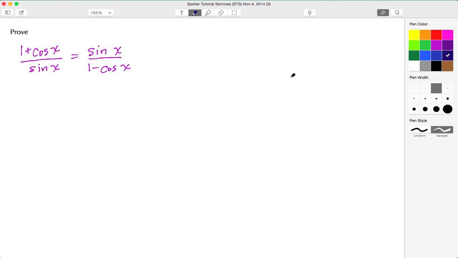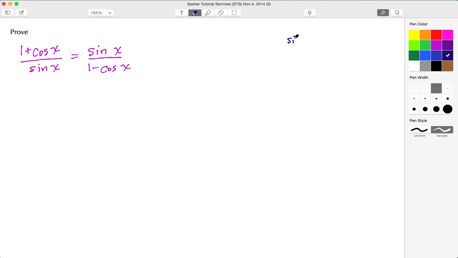Welcome back to STS. In today's video, we need to prove that these two sides of this equation with these trig functions are congruent. First thing I notice here is that this denominator, 1 minus cosine x, is very similar to one of my trig identities.